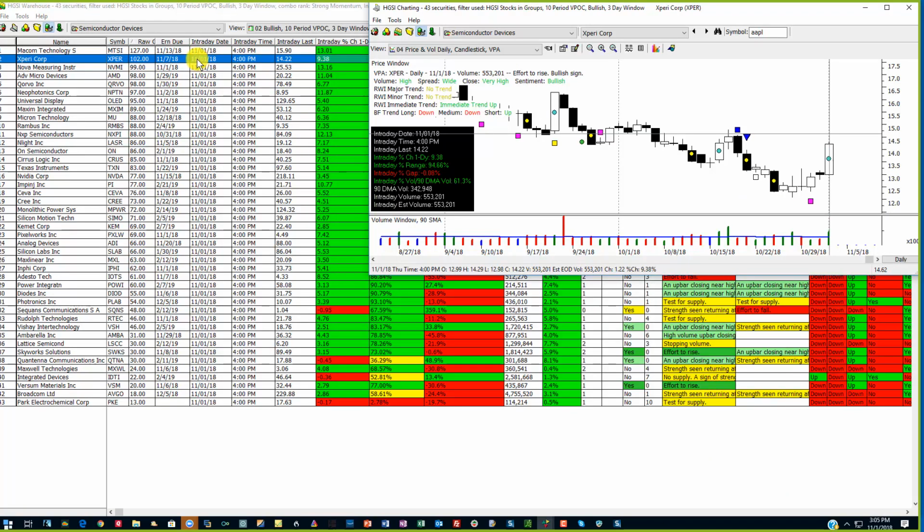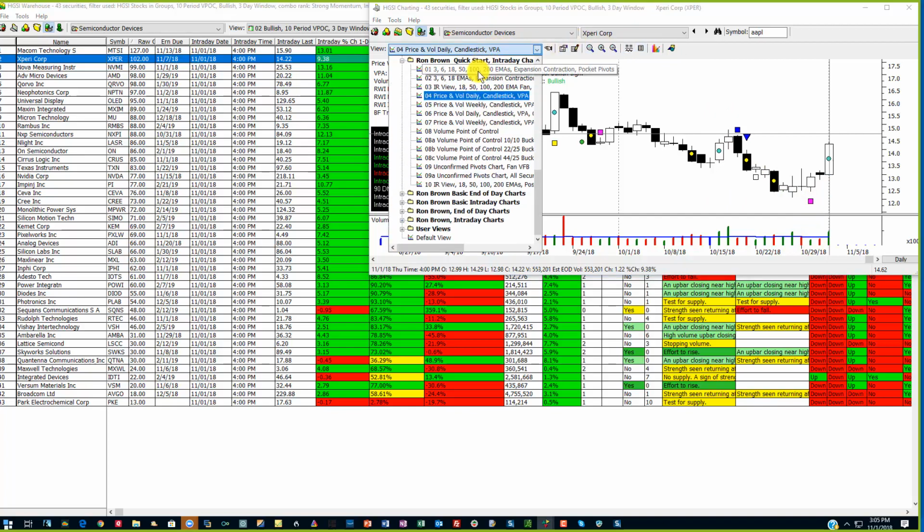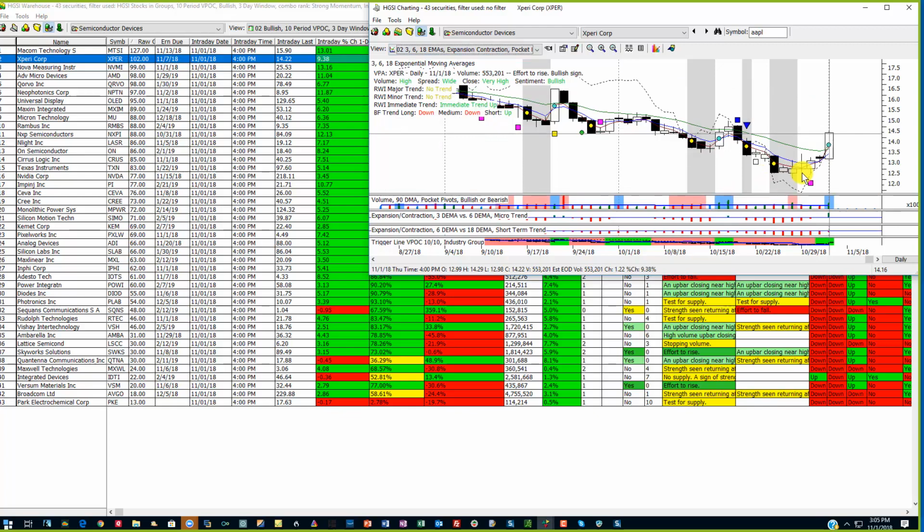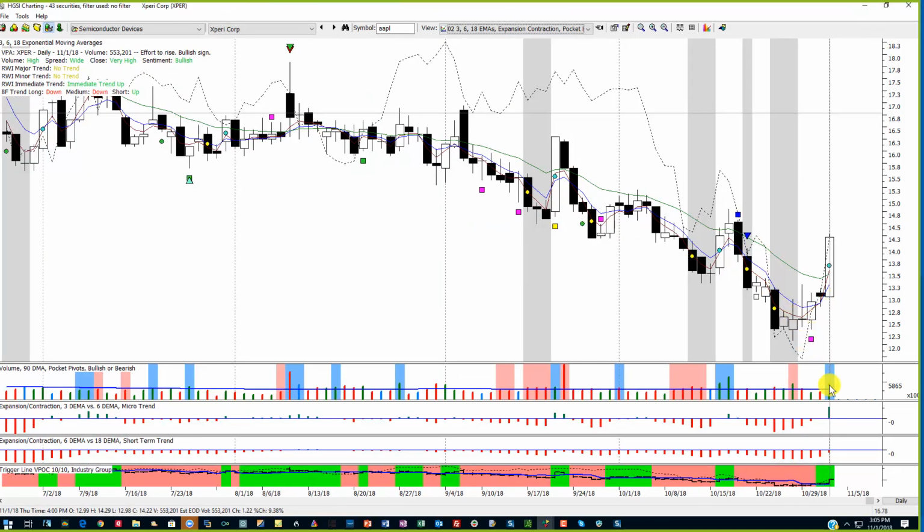These are stocks that I'm not really familiar with. Now I have to go back up to my number 1 chart or my number 2 chart, which also contains the industry group, and it only has 3 moving averages. You can see the industry group is moving up. That's the dotted line. Here's your pocket pivot on this one today. Here's the volume point of control yesterday. Here is a test for supply the prior day, and this just happened to follow through today.